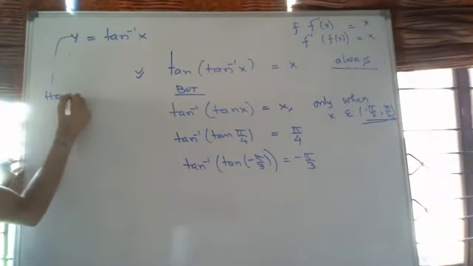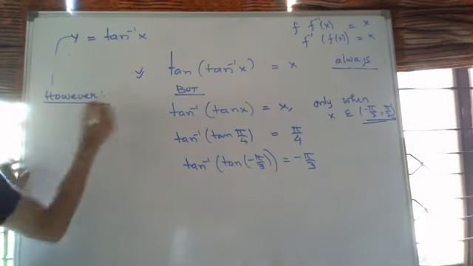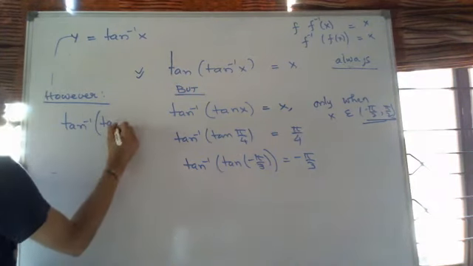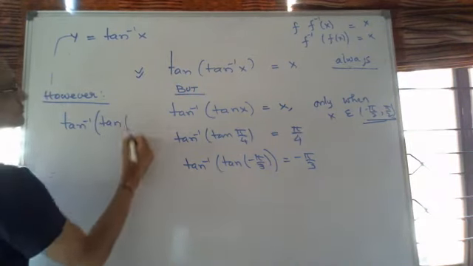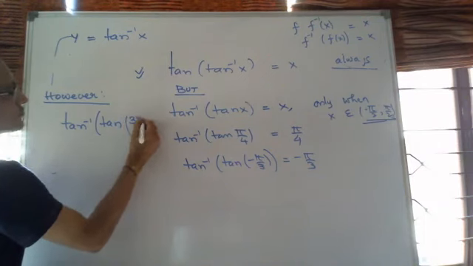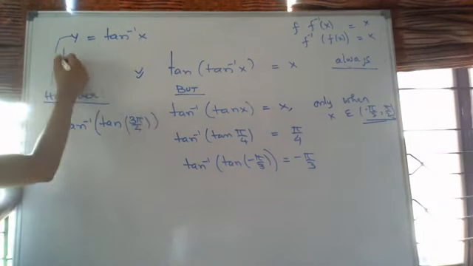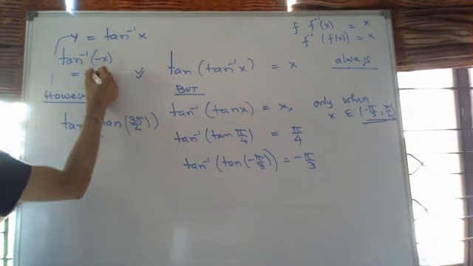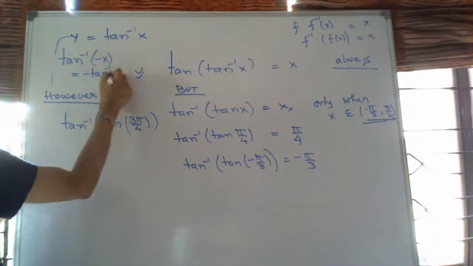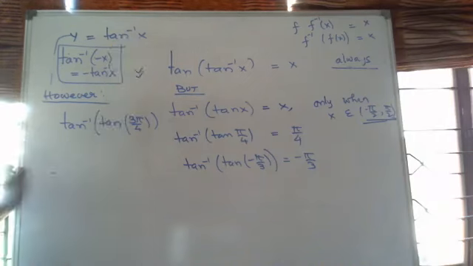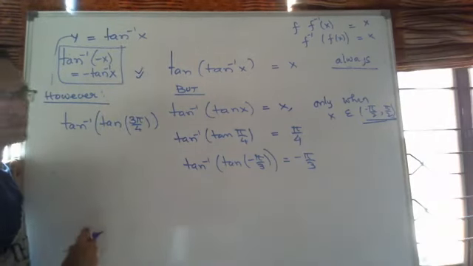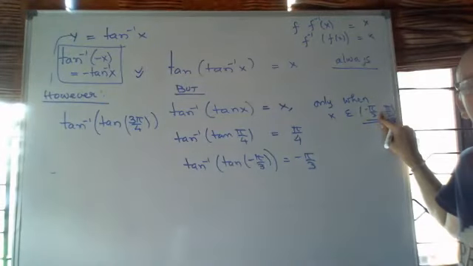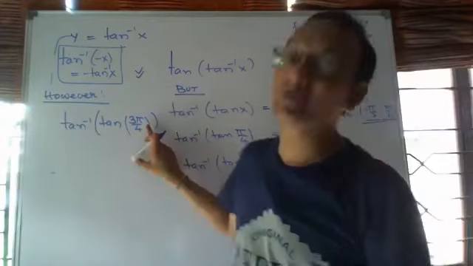However, if I said tan inverse of, say, 3 pi by 4. By the way, I told you tan inverse is an odd function, so write down: tan inverse of minus x will be minus tan inverse x. Now, this can't be 3 pi by 4. Why not? Because 3 pi by 4 will not belong to the interval minus pi by 2 to plus pi by 2. So the output cannot be 3 pi by 4 this time.